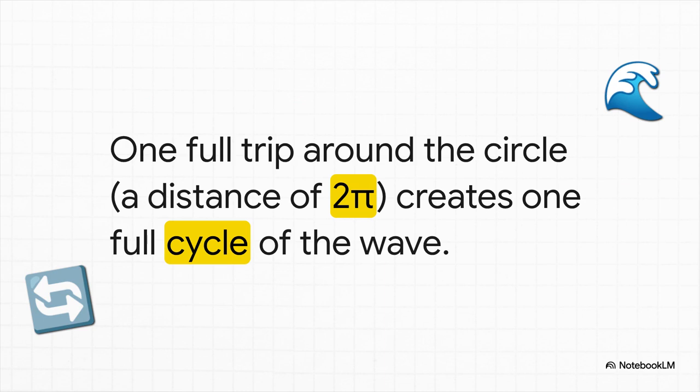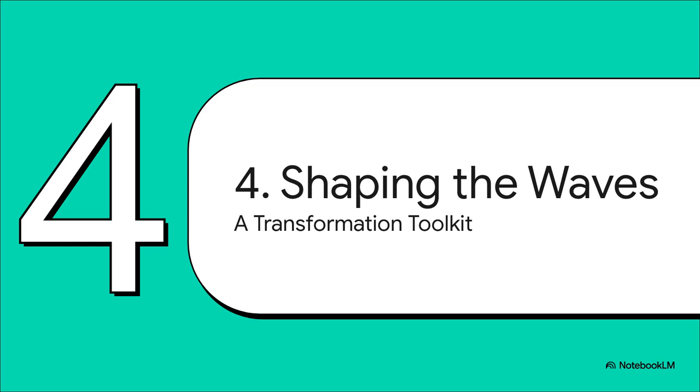Think about it. The distance all the way around a unit circle is exactly 2 pi. So once you've traveled that full distance, you are right back where you started. And that means the wave pattern you're drawing has to start repeating itself too. One full trip around the circle gives you one full cycle of the wave. It's that direct. So we've got our basic wave.